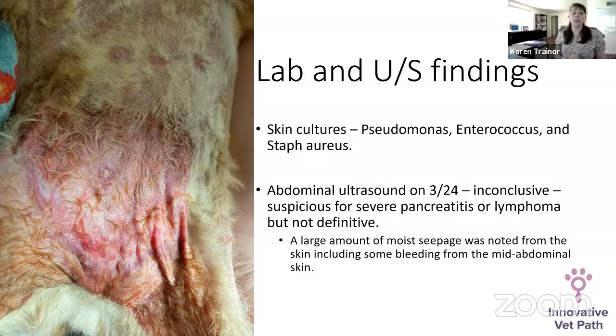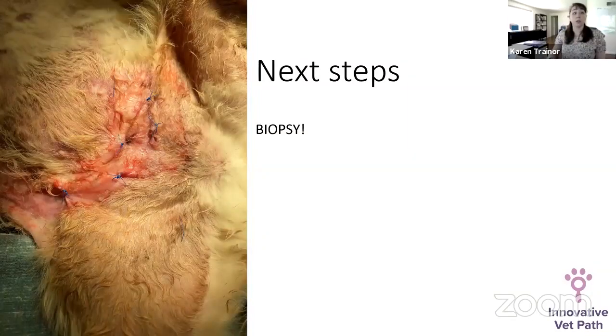And it's important to note now that at this time, there was a large amount of moist seepage that was noted from the skin and included some bleeding from the mid-abdominal skin. So now this is starting to make ventral abdominal angiosarcoma move higher up on the list of differentials. So next step is biopsy to really figure out what's going on here, because we did get culture growing a whole bunch of different things.